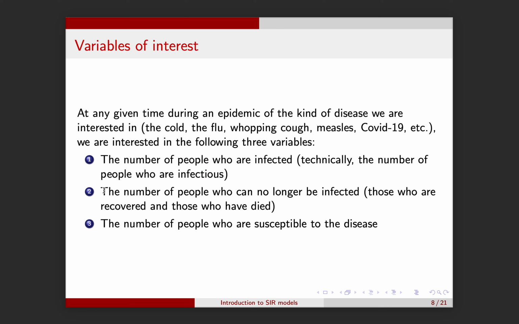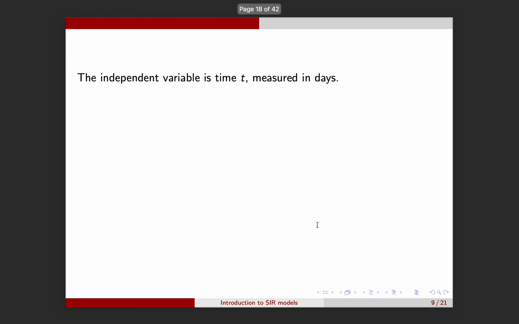The second variable of interest is the number of people who can no longer be infected. This includes people who have recovered and people who have died. For technical simplifying reasons, we will assume that the population is constant, and if you assume the population is constant, you have to count dead people in your population. So it's a bit of a misnomer, but when you see recovered in the literature, recovered means people who have literally recovered and also people who have died. And then also the number of people who could get the disease. That's the third variable of interest.